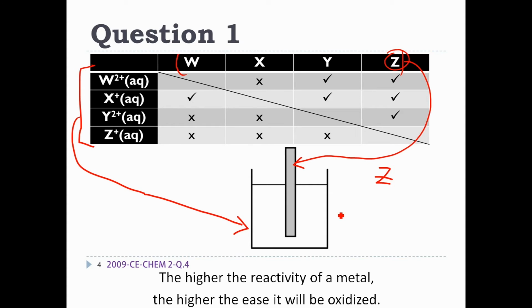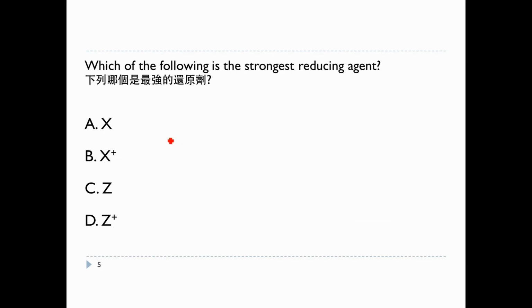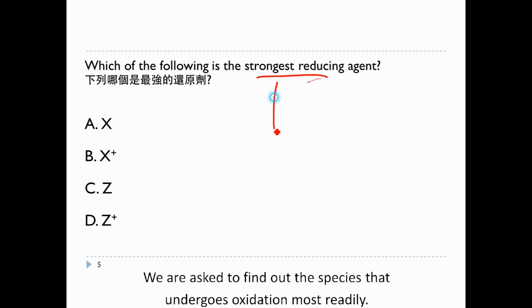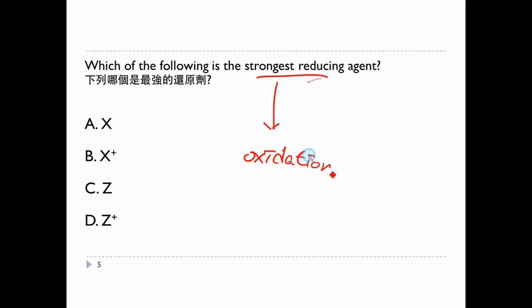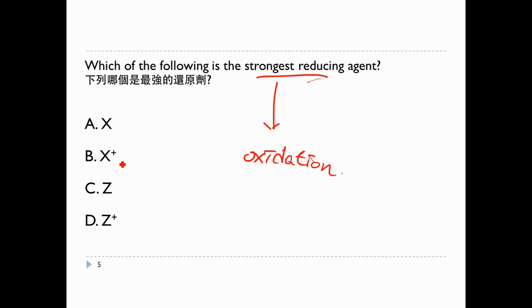The higher the reactivity of a metal, the higher the ease it will be oxidized. We are asked to find out the species that undergoes oxidation most readily. For metal ions, they have been oxidized and will not be oxidized. So options B and D are incorrect.